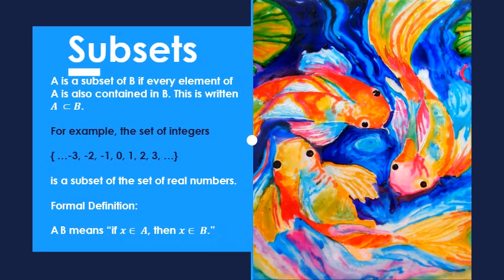Okay, so we need to understand different parameters which are related to sets, and let's start with the subset. A is a subset of B if every element of A is also contained in B. This is written as this one: A is a subset of B. For example, the set of integers, from negative infinity to positive infinity, is a subset of the set of all real numbers. So A is a subset of B means if x is an element of A, then x should also be an element of B.